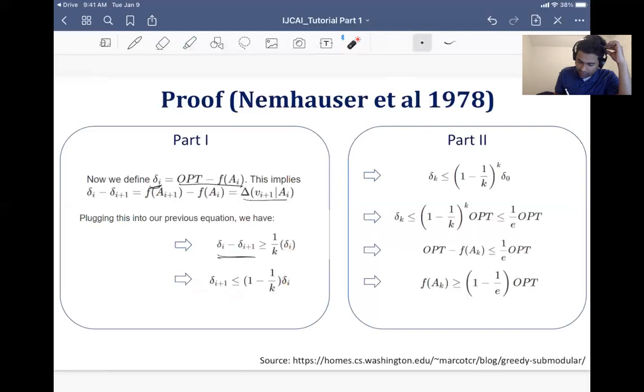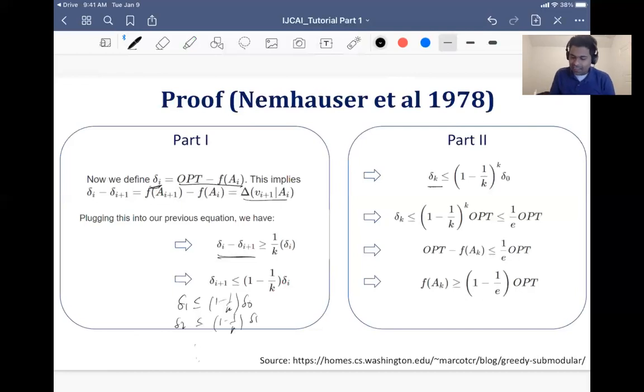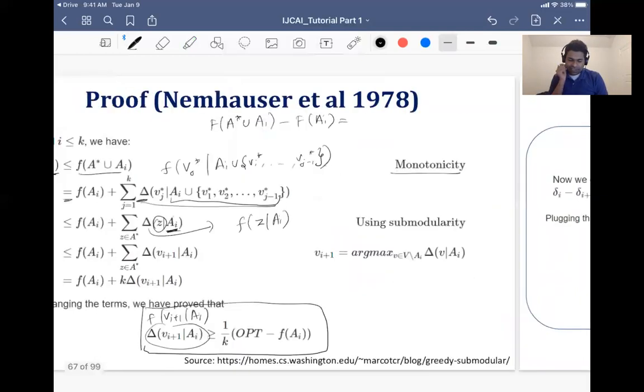Now what I can do is multiply this for i from 0 to k. And I get this, because recall that delta 1 would be less than 1 minus 1 over k times delta 0, delta 2 would be less than 1 minus 1 over k times delta 1, and so on and so forth. So I multiply the LHS and the RHS, and I get delta k less than or equal to 1 minus 1 over k raised to k multiplied by delta 0. Now recall that delta 0 is nothing but opt minus f of the empty set. Without loss of generality, you can assume f of the empty set is 0, but if you don't want to make the assumption, you just notice that delta 0 is less than or equal to opt, because f of the empty set will at least be greater than or equal to 0. We have assumed that the function is greater than or equal to 0.